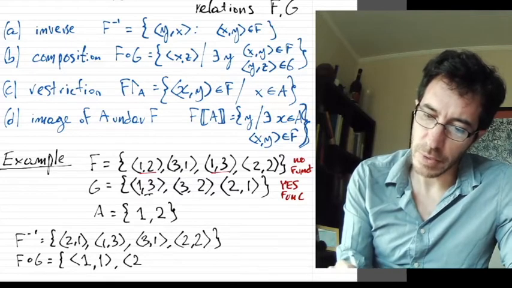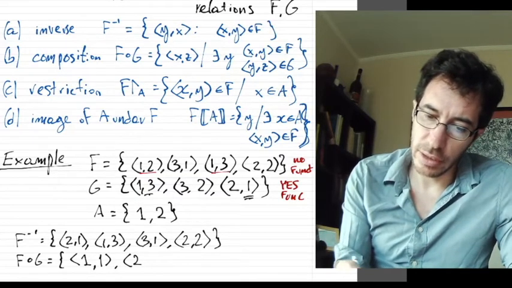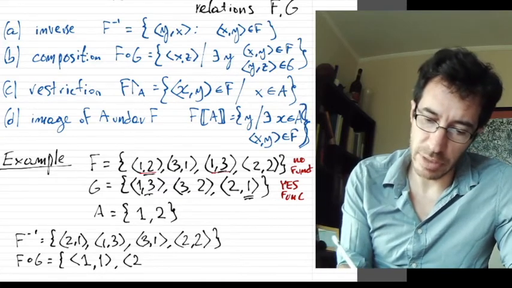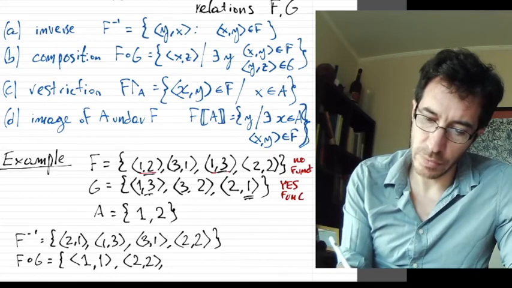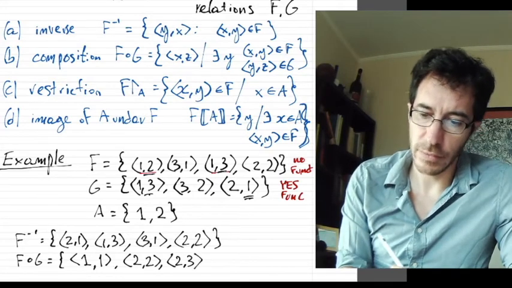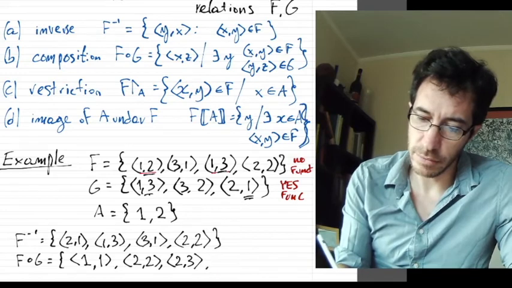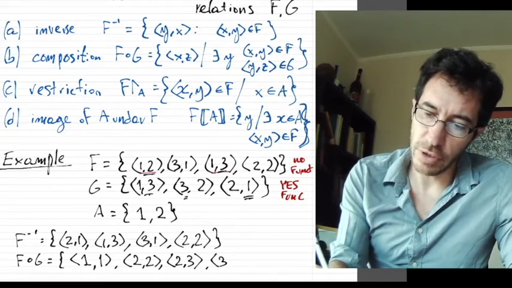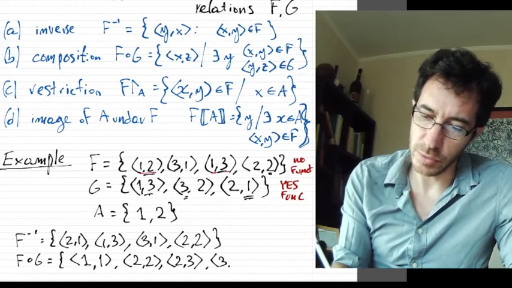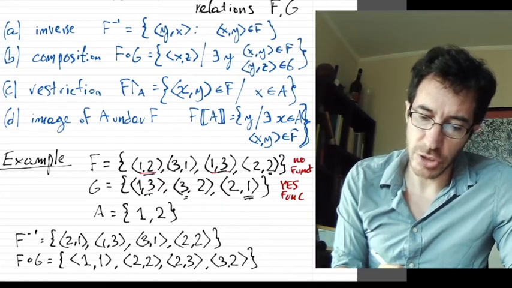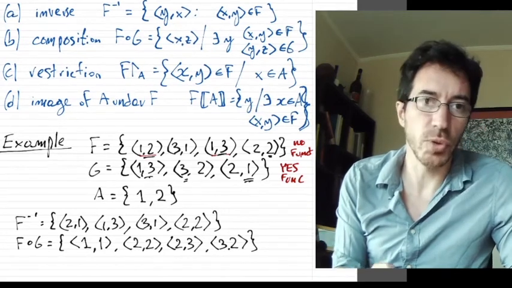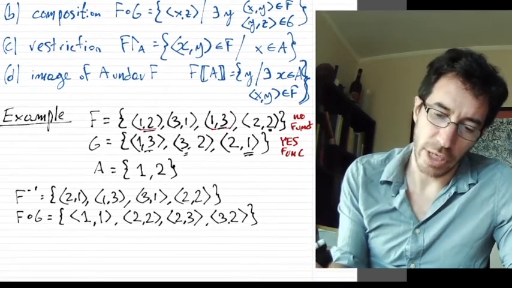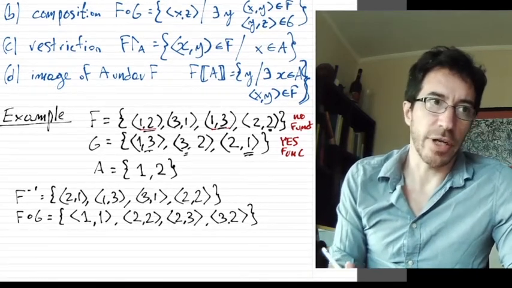2 through G can only go to 1. 1 through F can go to two things, 2 and 3. So that means we get (2,2) and (2,3). And 3 through G can only go to 2, and 2 through F can only go to 2 again. So we get (3,2). And that's the composition of F and G. Again, it's not a function because 2 is going to two different things, 2 and 3. But it's okay. Composition of relations is only a relation.